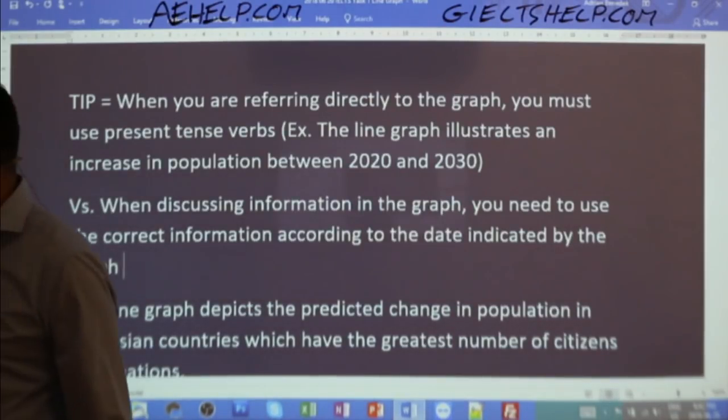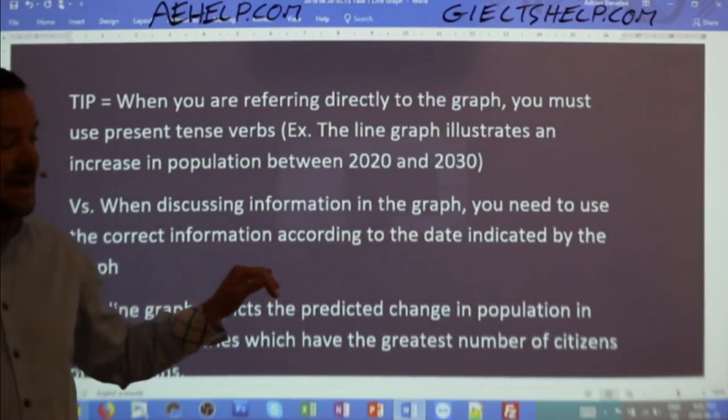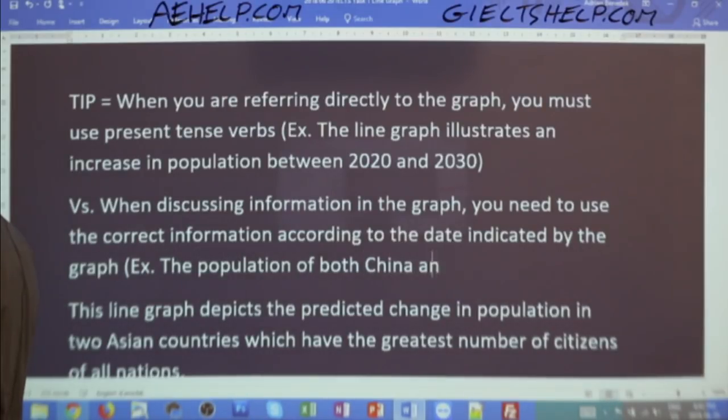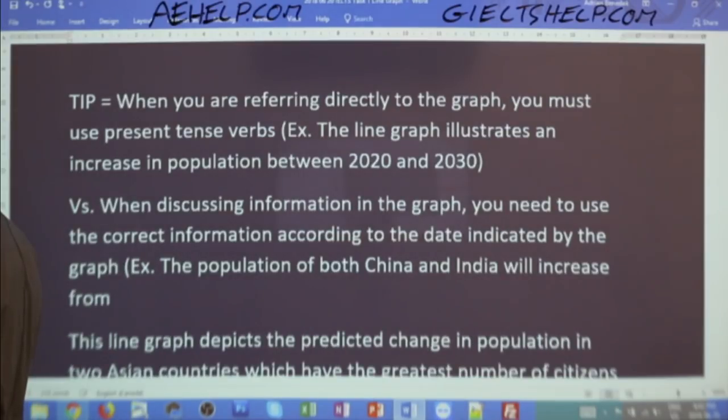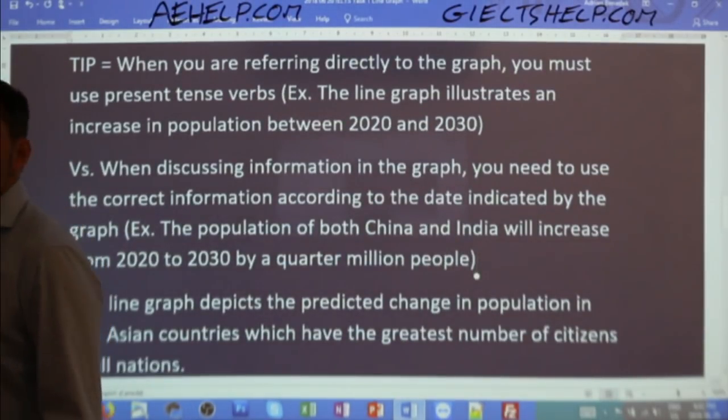So when discussing information in the graph, you need to use correct information according to the date indicated by the graph. So here's an example with the same idea as the previous. The population of both China and India will increase from 2020 to 2030 by 250,000 people. Okay, I'm not sure if that's the information in the graph, but this is just the example, okay?